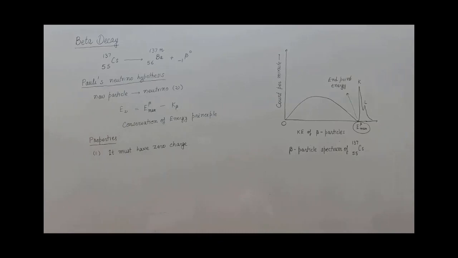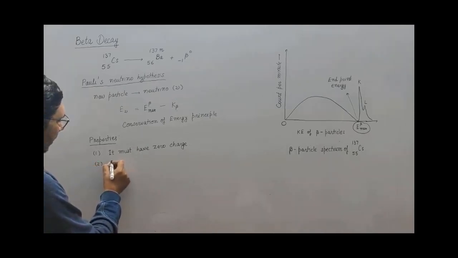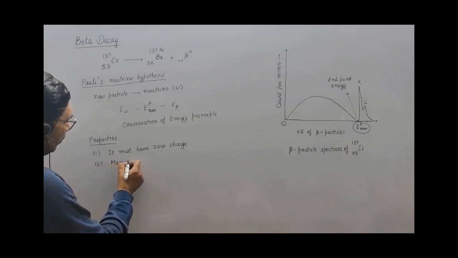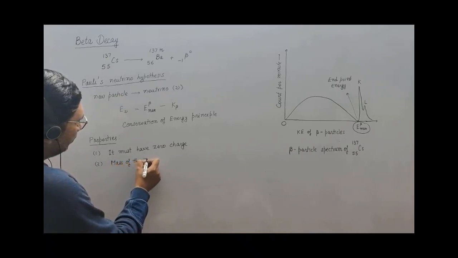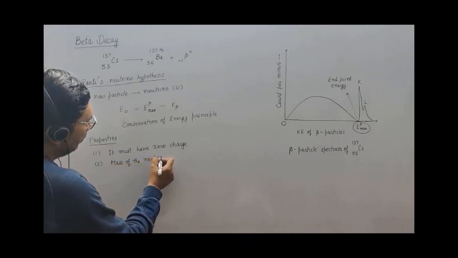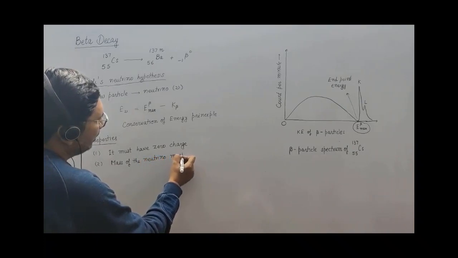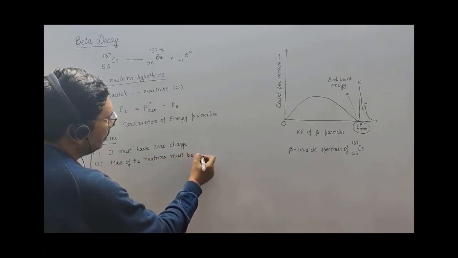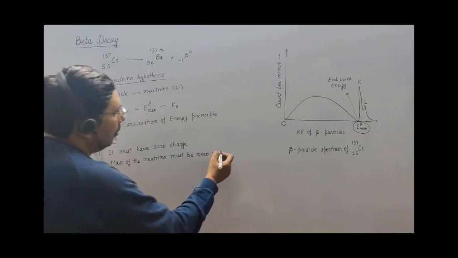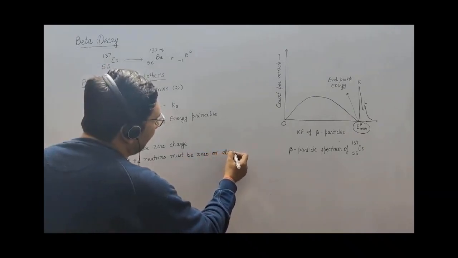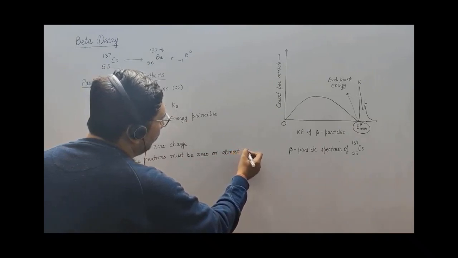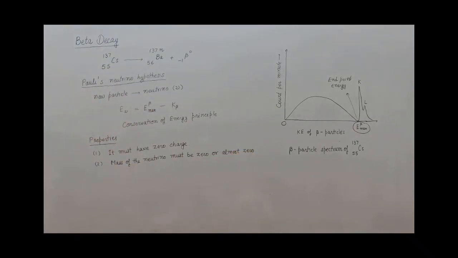The second aspect is its mass. Basically, the mass of the neutrino must be zero or almost zero. This is another property.